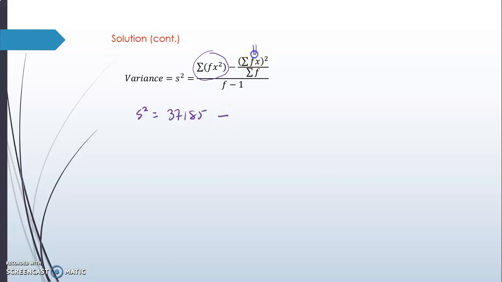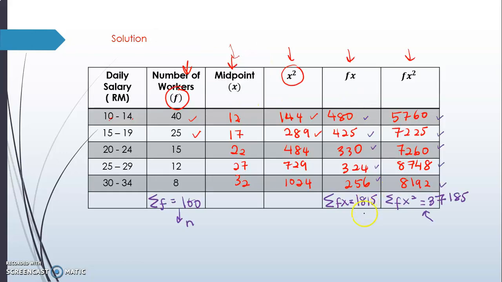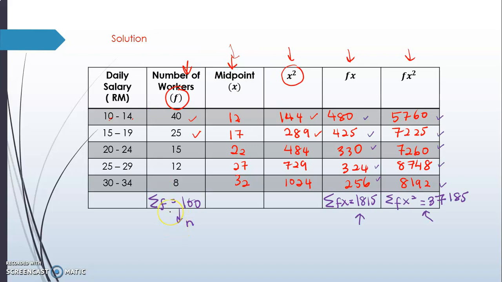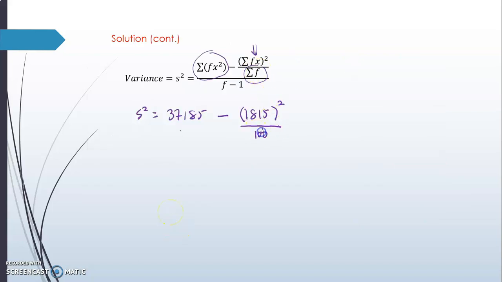Minus this one, the value inside the bracket is total fx. Total fx is this one, 1815. And then we have the square outside of this bracket, over this one is total f. Sorry, this one is supposed to be n. N is the same as total f. Total f is 100, so 100 here over 100 minus 1.